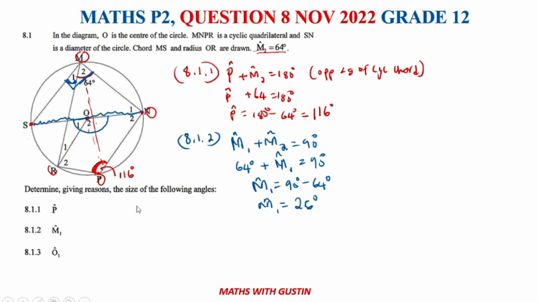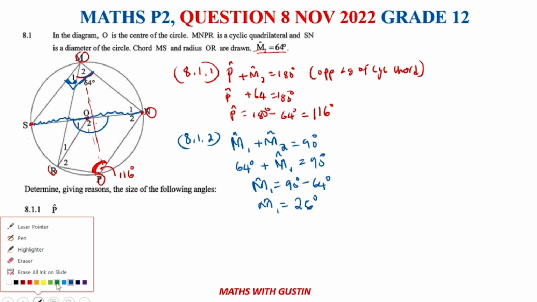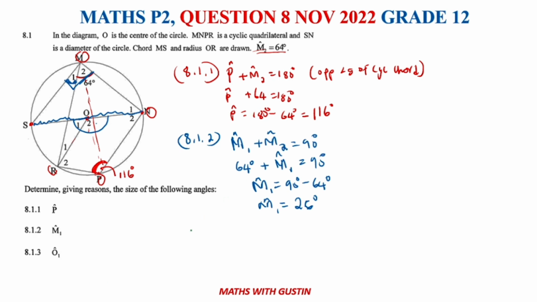All right, so moving right along, let's move to question 8.1.3. It says we need to find O1. Let me remove these ones here because we were using these to answer the previous questions. Now the question says let's find O1. We already know what is here, it's 26. So what is O1? O1 is sitting right here at the center. There it is, O1.